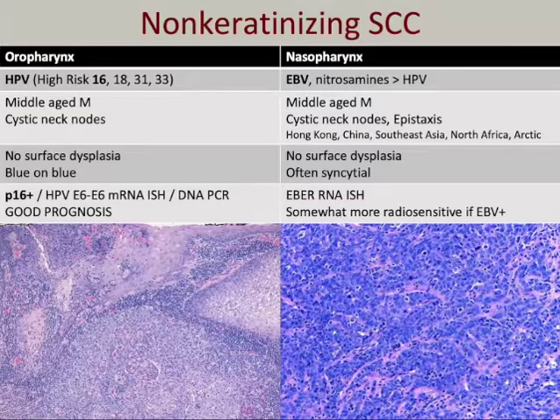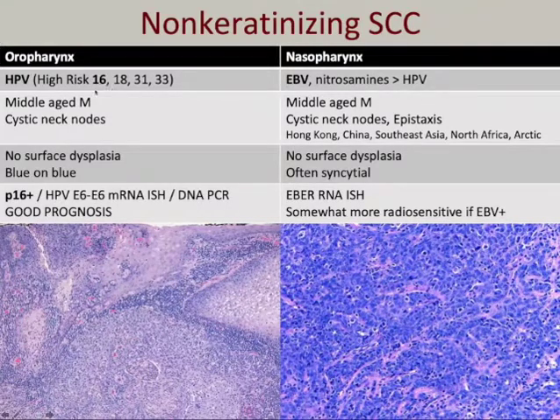Moving into the non-keratinizing squamous cell carcinomas, the prototype here are the viral associated cancers, either of the oropharynx or the nasopharynx. I like to mention that so-called nasopharyngeal carcinoma is basically just a non-keratinizing squamous cell carcinoma of the nasopharynx, usually related to EBV. So I put these two together.